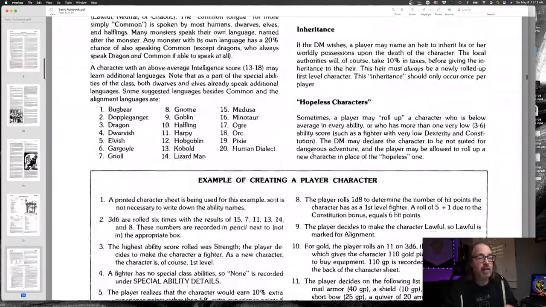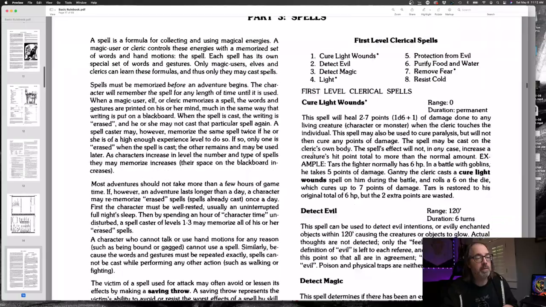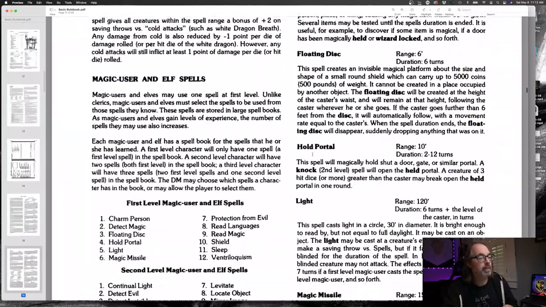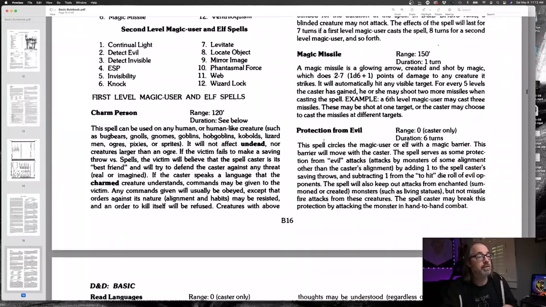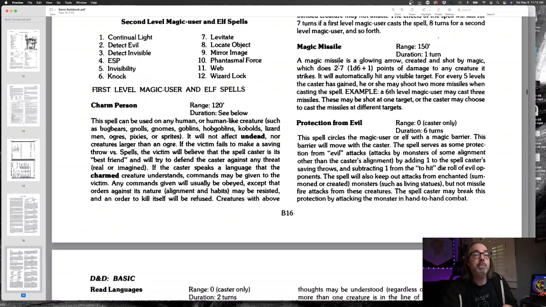Let's go down to the spells and see what Magic Missile actually says. Magic Missile, here we go. A Magic Missile is a glowing arrow created and shot by magic, which does 2 to 7 points of damage to any creature it strikes. Same language, right? Magic Missile says any creature it strikes, and the BX thing says strikes. So, can we use it? Maybe. I mean, why not, right?